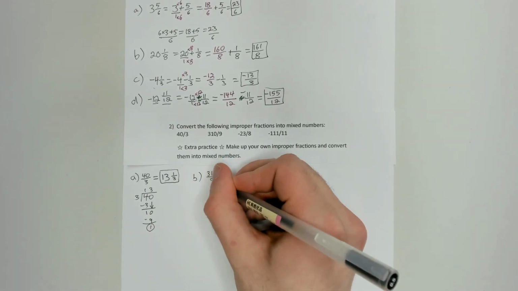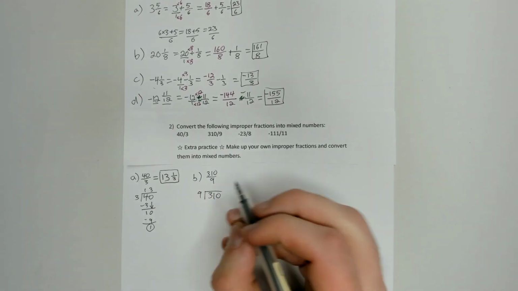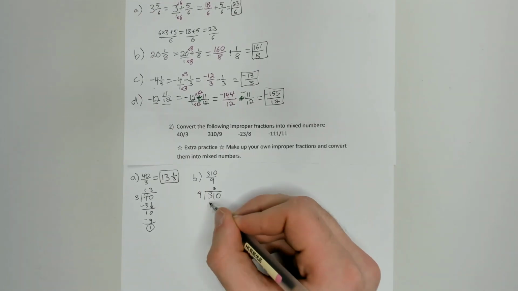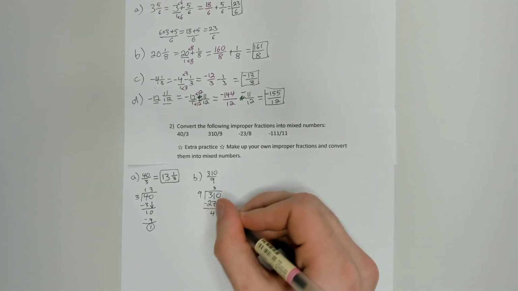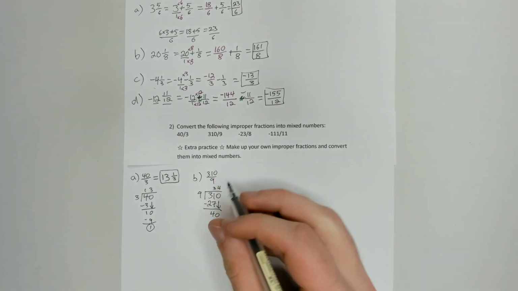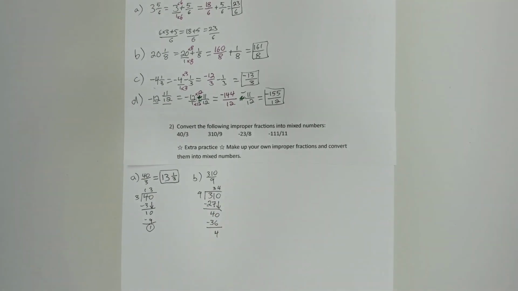310 over 9. Okay, so once again, this is just a long division problem where we're stopping at our remainder. 9 doesn't go into 3, so we have to look at 31, which it goes into 3 times, since 9 times 3 is 27. Subtract that off, we get a 4. Bring down the 0. 9 goes into 40 4 times, since 4 times 9 is 36.